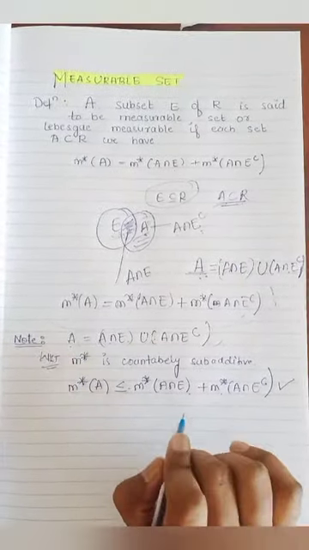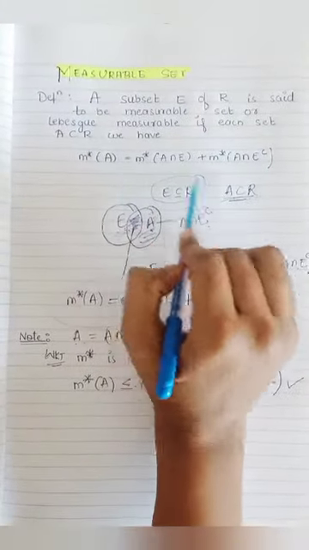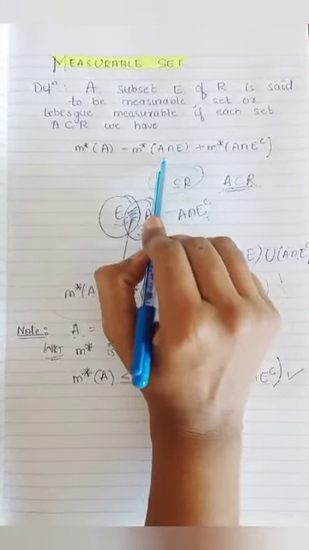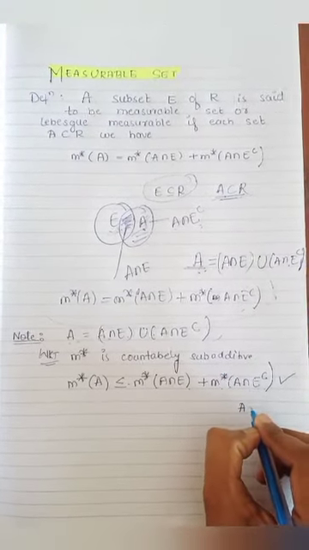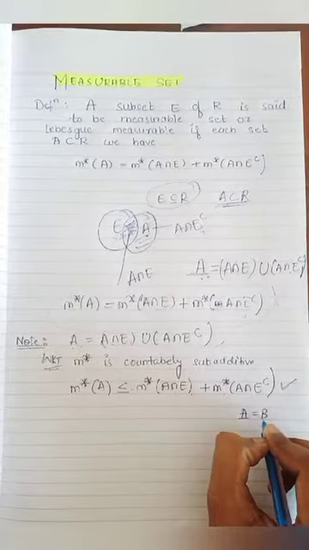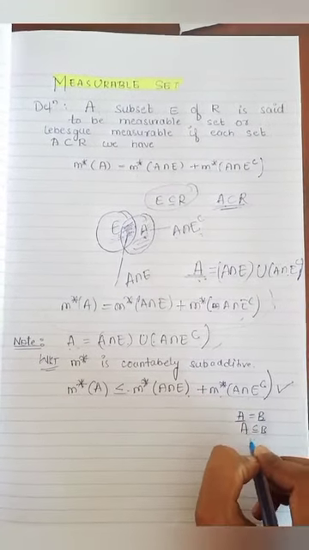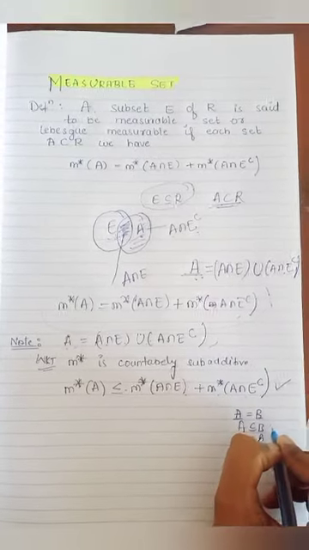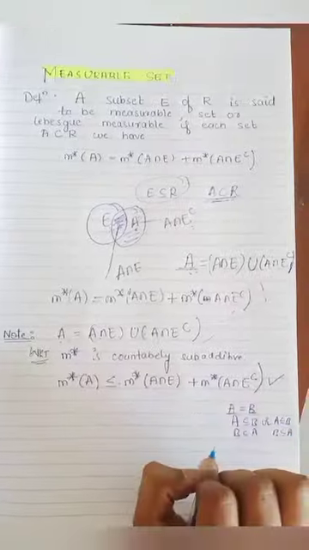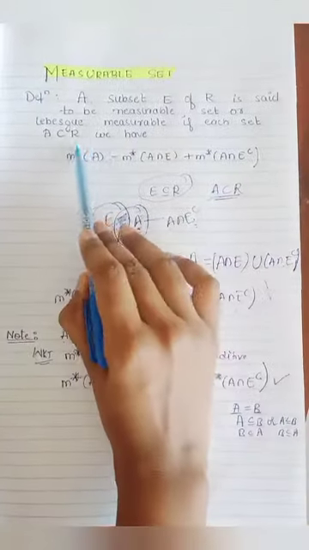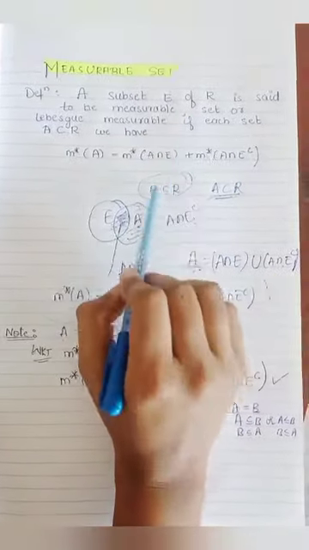If you want to prove that any set is measurable, what do we have to do? We have to show that this condition is satisfied. To show this condition is satisfied, what do we have to do? To prove A equal to B, where A is any set and B is any set, what you used to do is show A is a subset of B and B is a subset of A, or we are going to prove that A is less than or equal to B and B is less than or equal to A. To prove M star of A equal to M star of A intersection E plus M star of A intersection E complement, what do we have to show?